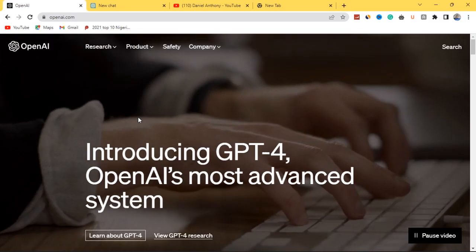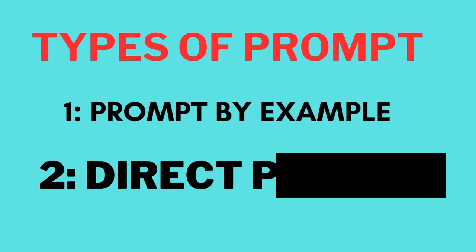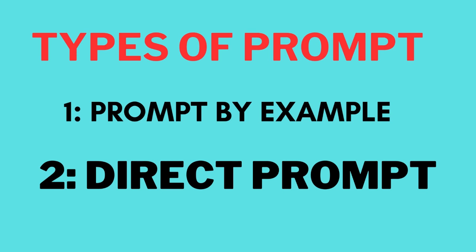the next question is, what is a prompt? A prompt is what you use to instruct ChatGPT to give you a result on a particular subject. A prompt is a task that you give to the AI that the AI will understand and then reply to. I'll show you how to go about that. As for types of prompts, you have two basic types that ChatGPT recognizes very well. One is prompt by example, and two is direct prompt. I'll explain that to you as well.